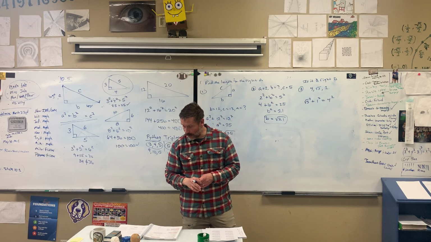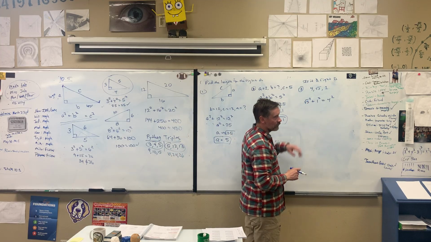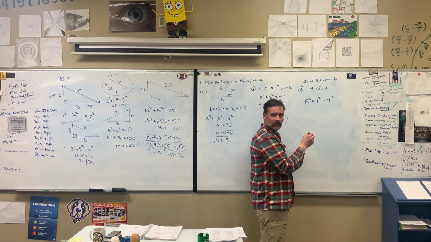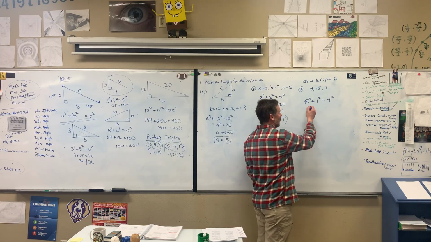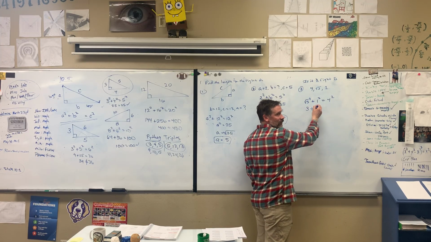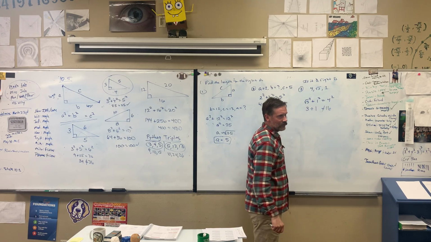Now, what is the square root of 3 squared? The square root of 3 squared is square root of 3 times square root of 3, which is square root of 9, which is 3. Okay? Plus 1 squared is 1. 4 squared is 16. Yes or no?